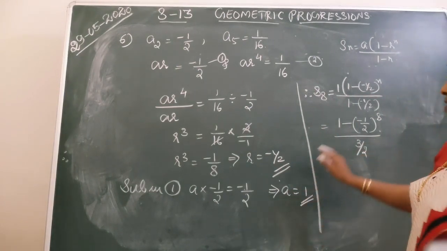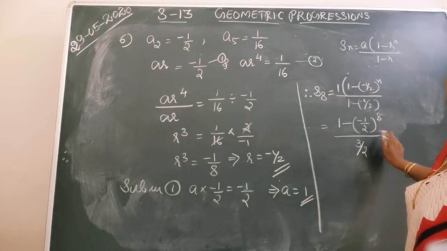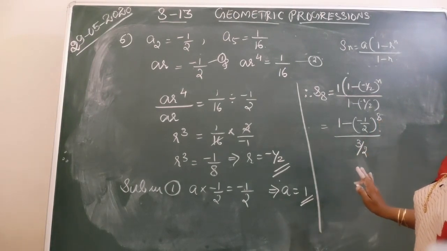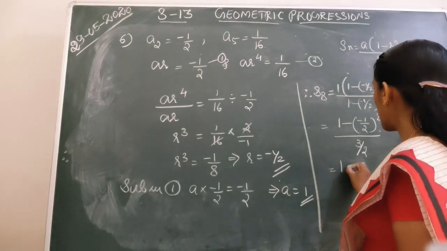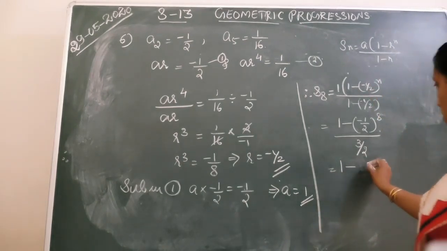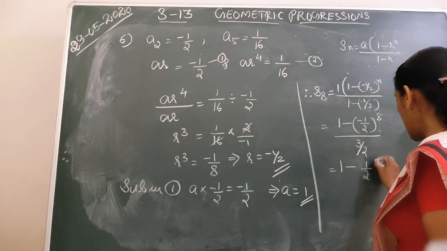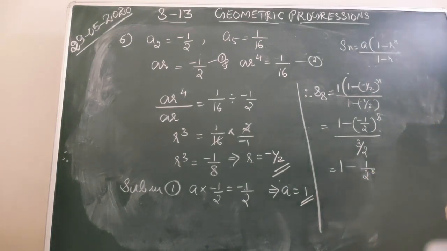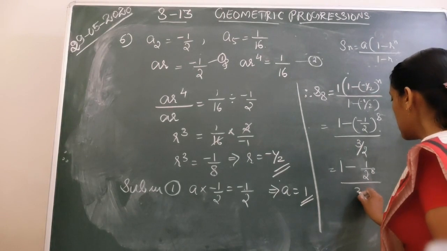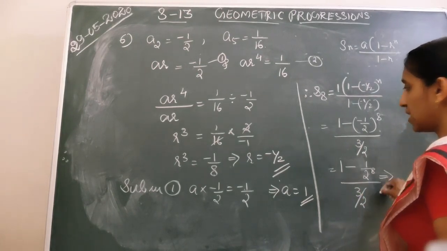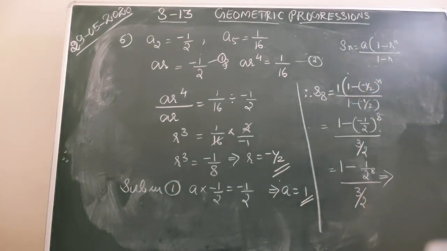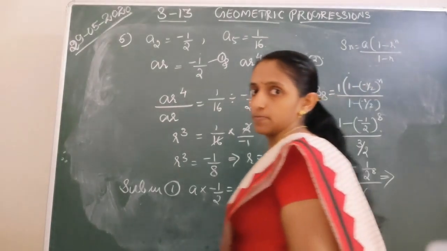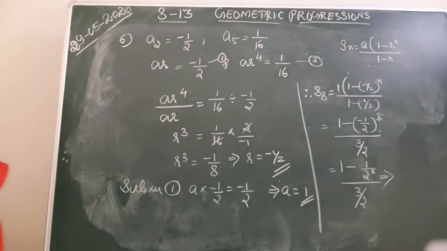And you know, minus power even term, it will be positive. Right? So you will be getting 1 minus 1 by 2 to the power 8 divided by 3 by 2. Now you can simplify it. Simplify and find the final answer. Okay? So solve this. Question number 6. 2 to the power 8 you can calculate. So you have to simplify by substituting 2 to the power 8.